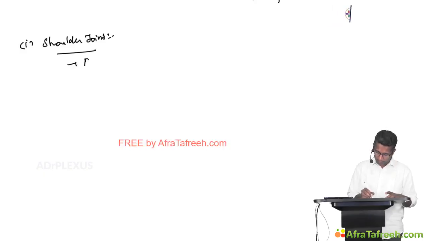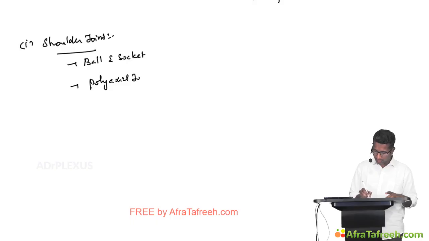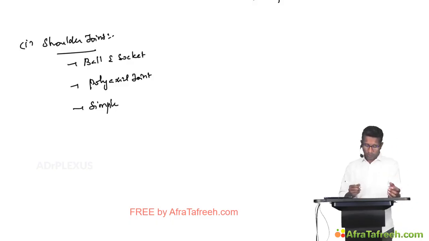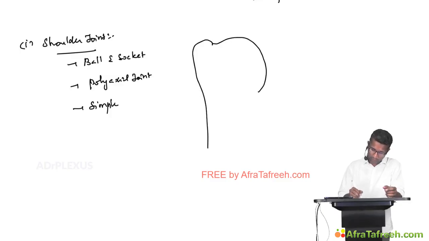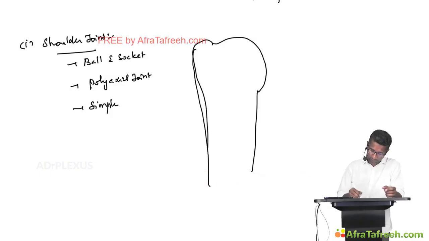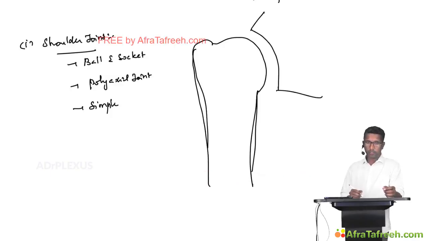You all know that the shoulder joint is a ball and socket joint. It is a polyaxial joint and it is a simple joint. Only two bones articulate here, so it is called a simple joint. The articulating surfaces: this is the head of the humerus, and the head of the humerus articulates with the glenoid cavity.